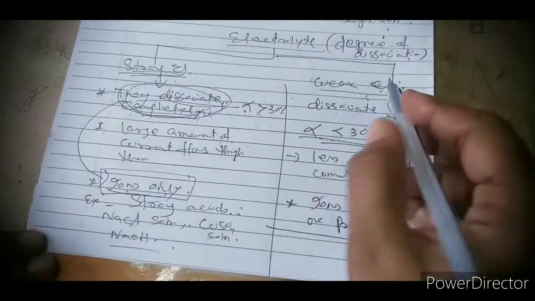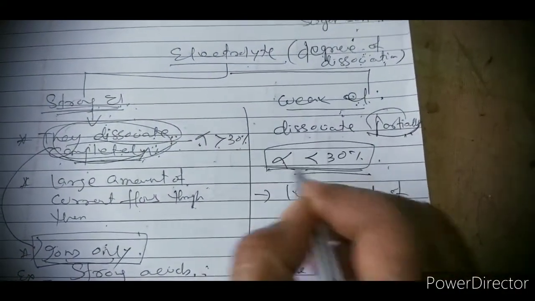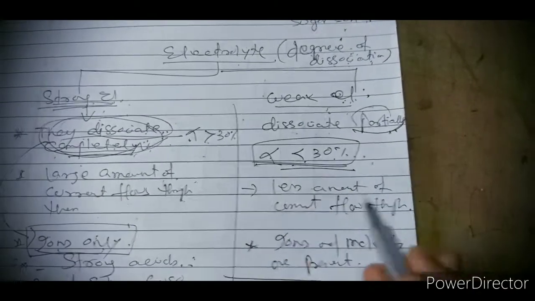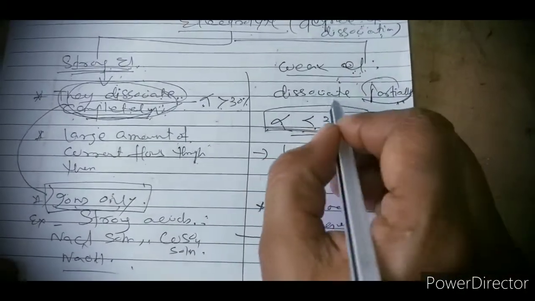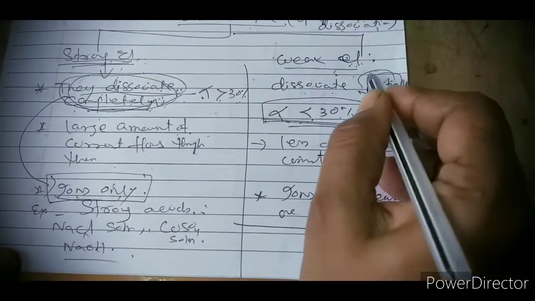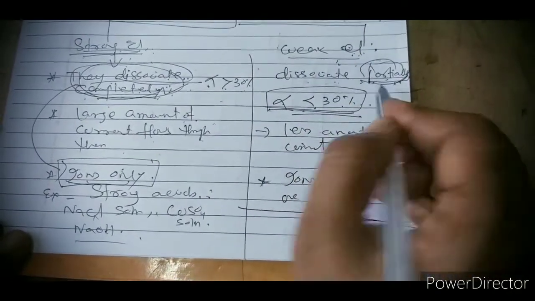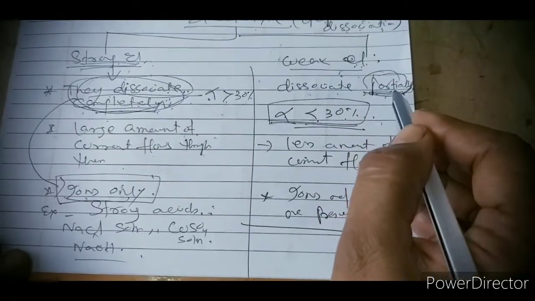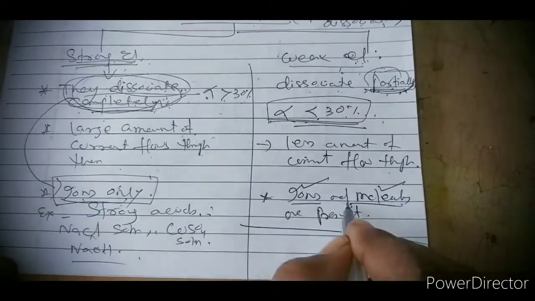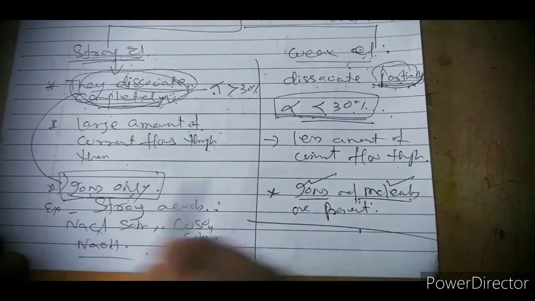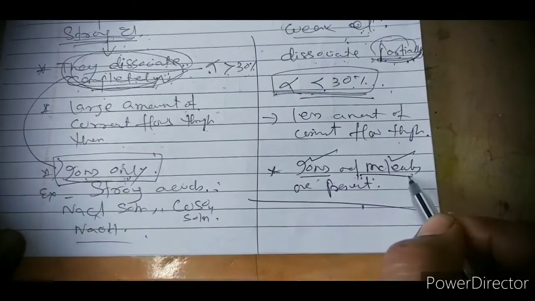Now let us see what a weak electrolyte is. Here the degree of dissociation will be less than 30%, so a less amount of current flows through it. See here, they dissociate partially, the word partially. Do you think all the molecules will dissociate? No. It will be partial. So some ions will be present and some molecules will be present. This is the great difference between these two: in one only ions are present, in the other ions and molecules are present.